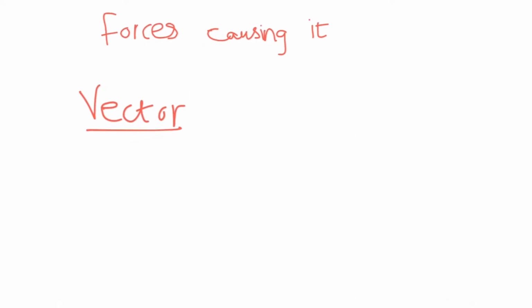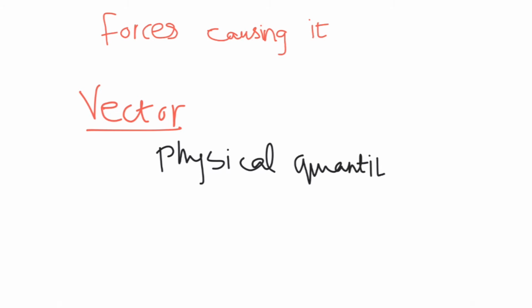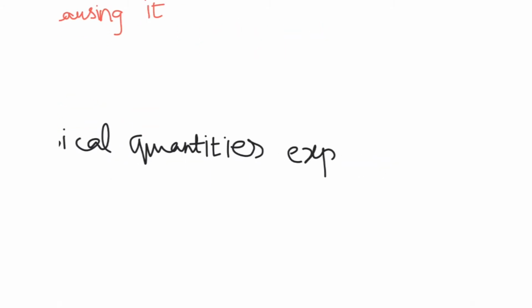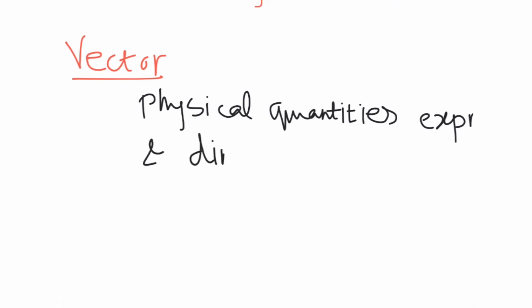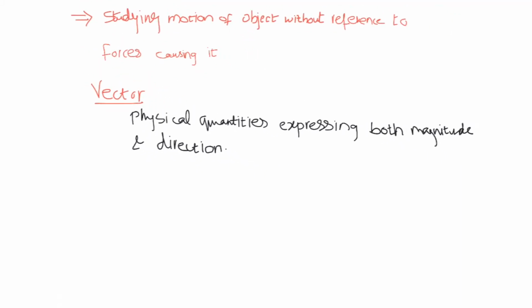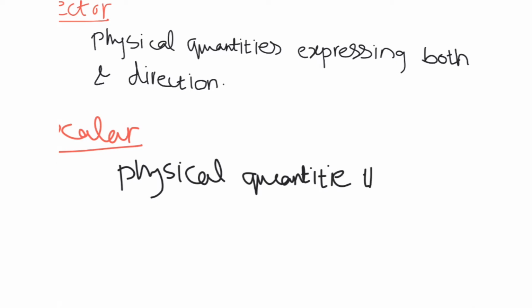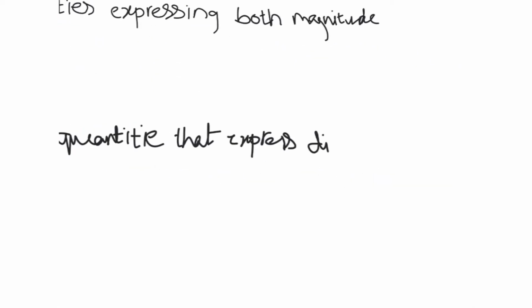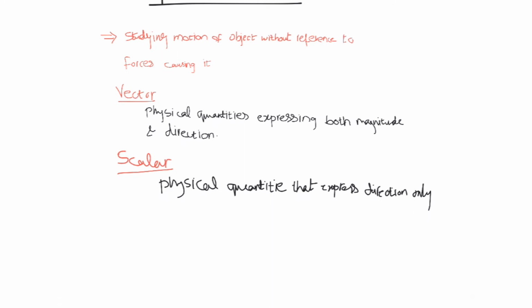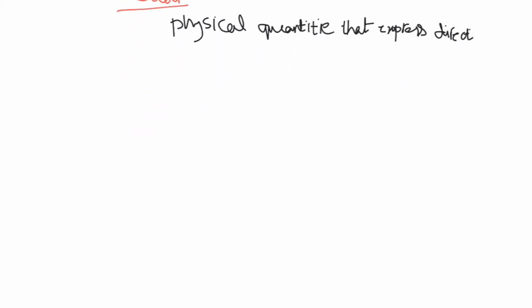Now, a vector quantity is a physical quantity which expresses both magnitude and direction. So, they do not only tell you about the magnitude of a physical quantity but also the direction. And a scalar quantity is a quantity which expresses only magnitude and not direction. Now, some of the next quantities we are going to discuss will be vectors and some will be scalars. Let us begin with distance.